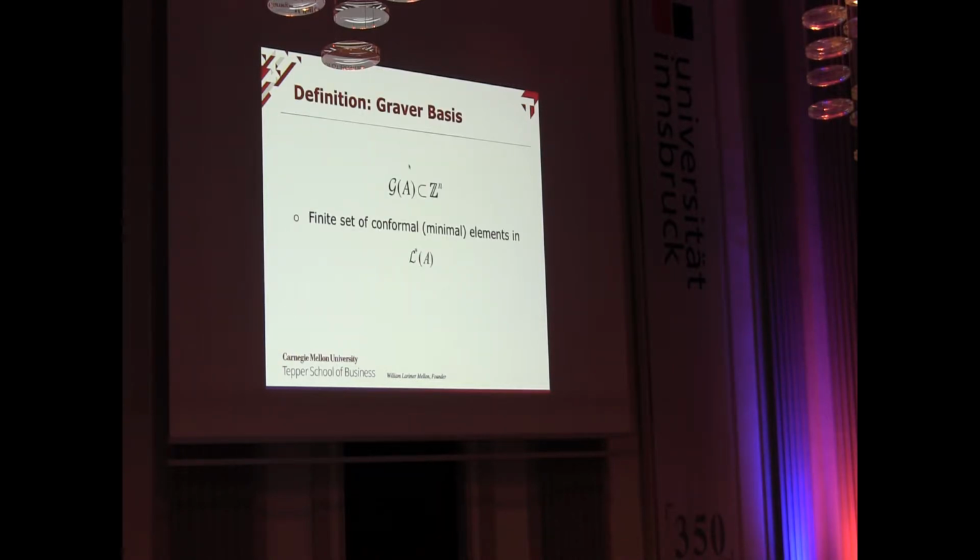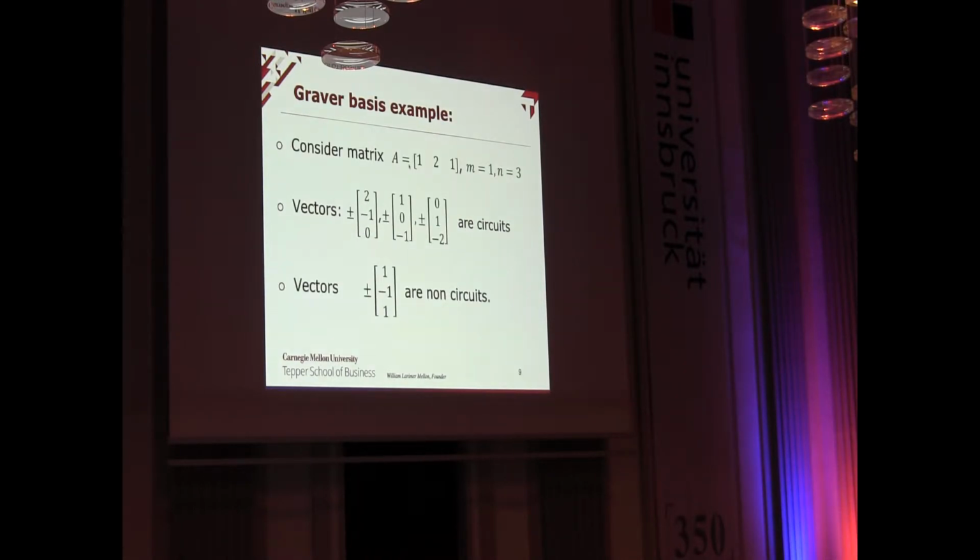So the Graver basis is all the vectors inside the kernel of a matrix A which are conformal minimal, meaning that when you compare all of the elements to each other, none of them is conformal minimal to another. The number of vectors in this lattice basis is finite. There is a proof for that, called Gordan's lemma.